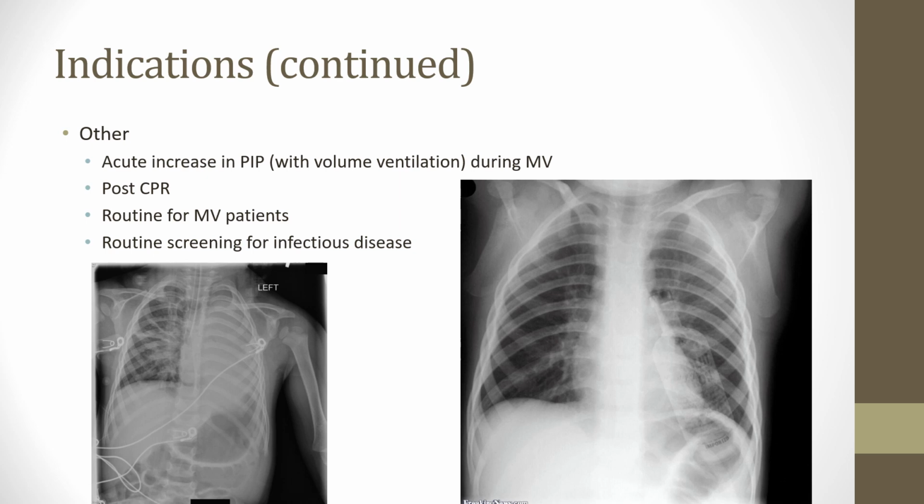So be aware. If you see sudden acute changes in the PIPs, and it's not secretions in the tube or something wrong with the tube itself, remember your DOPE mnemonic: dislodgement, obstruction, pneumothorax, equipment. Go through those. If none of those things are causing the changes in your PIP, an X-ray might be a good idea.